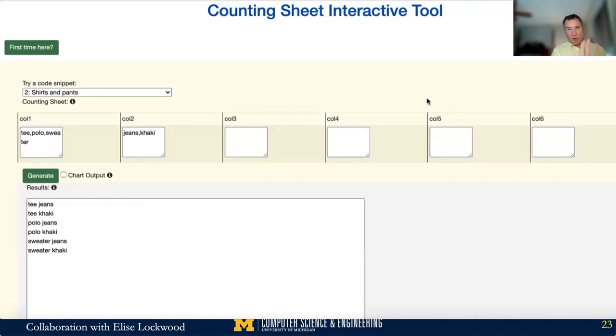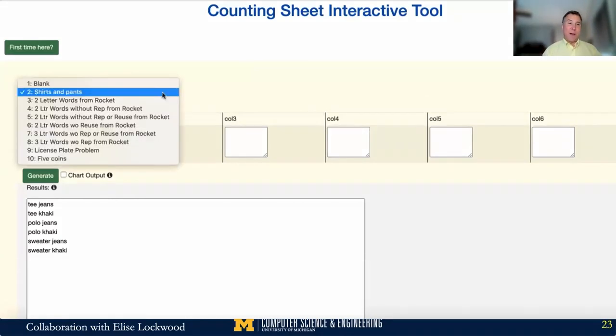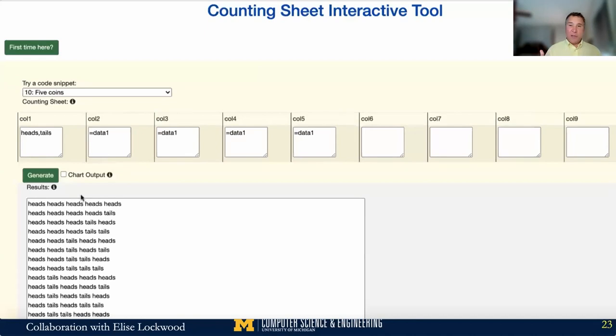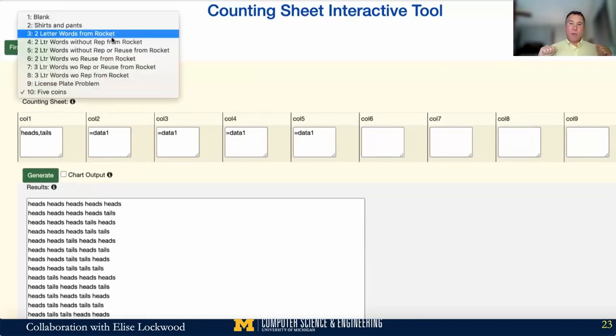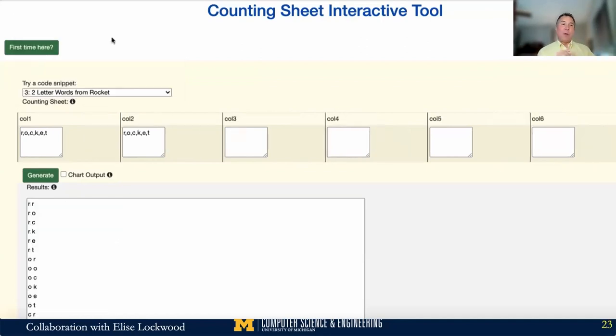It's meant to look like a spreadsheet. So here we say, if I have three shirts, a tee, a polo, or a sweater, and two pants, a jeans or a khaki, what are all the possible combinations that I might have? And then our tool generates all those possibilities. If you have five coins, heads and tails, you can just say I want heads and tails to copy in all five columns. If I want to solve that problem about two-letter words from rocket, I could just have all the letters, R-O-C-K-E-T, in both columns. That'll be two letters. Or I can say column two is all the data from column one.